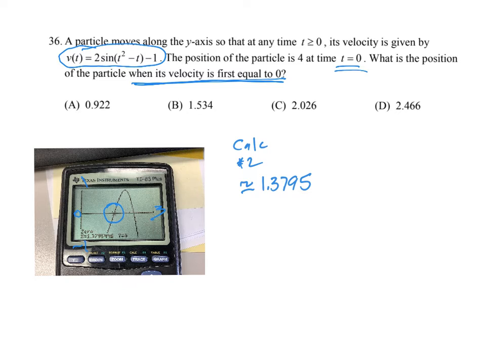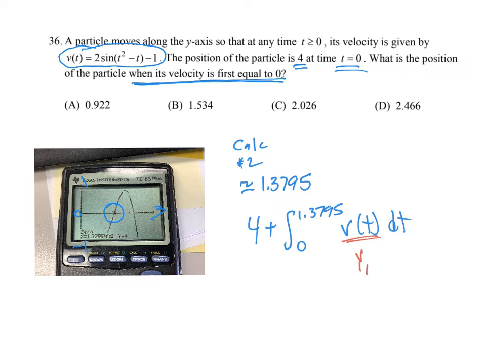Now, to figure out the position at that time, we have to start with our initial condition, which is 4 at time t equals 0. And so I'm going to basically do 4 plus any accumulated change. And that goes from 0 to 1.3795 of v of t dt. And we can type that thing in on our calculator too. In fact, I already have this function typed in at y1, so I'm going to use my y-vars, and I'm just going to enter it this way.